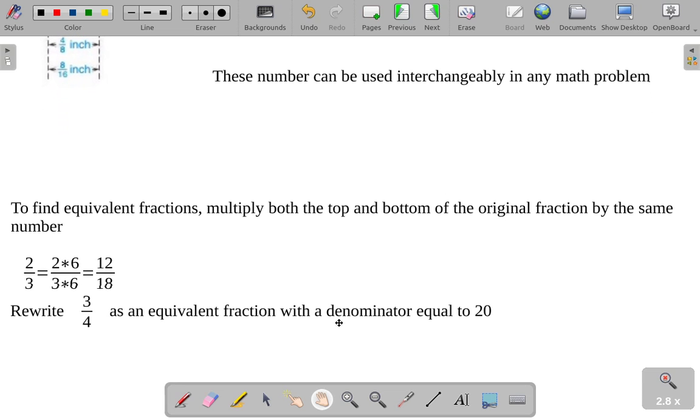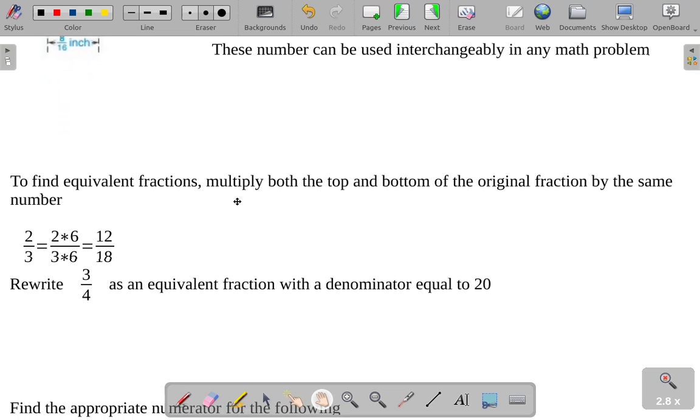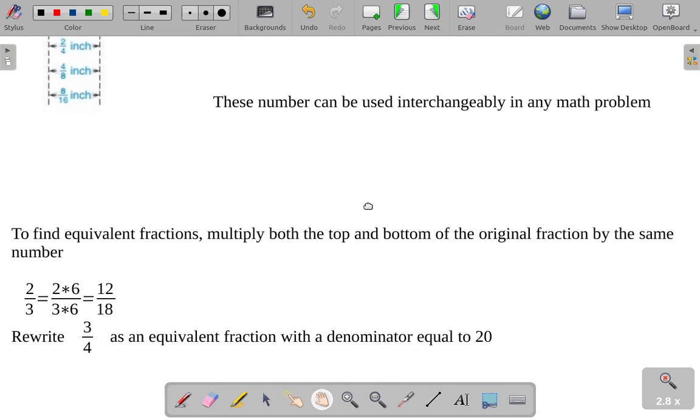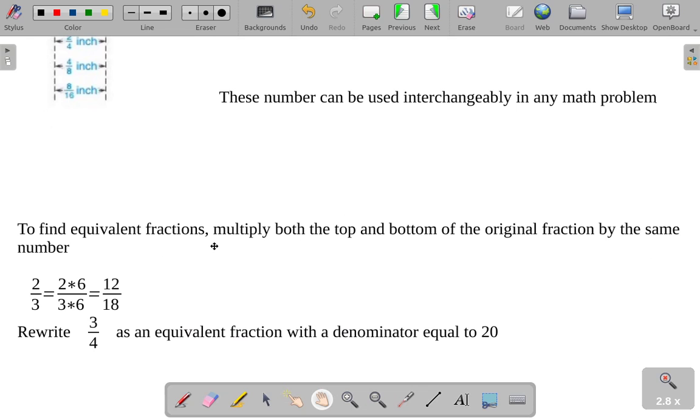All right, so to find equivalent fractions, one thing we can do, if you happen to know them, that's good. But in general, you're not going to know all of the equivalent fractions. To find these, if you multiply both the top and the bottom of the fraction by the same number, you get an equivalent fraction. So here, if I have 2/3 and I multiply both the top and the bottom by 6, so 2 times 6 and 3 times 6, I end up getting 12 on the top and 18 on the bottom. This means that 2/3 and 12/18 are equivalent fractions.